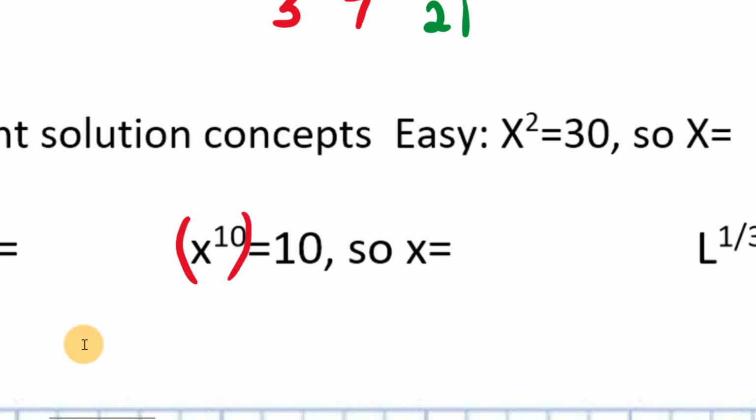So the rule is to get rid of the 10th power, raise both sides to the 1/10th power. So here 10 times 1/10 is x to the first power on the left. And then we have to do this on our calculator. There's no other way. So 10 raised to the 1 divided by 10 power, or 0.1 power, however you want to think about it. And we get a number like 1.259 approximately.